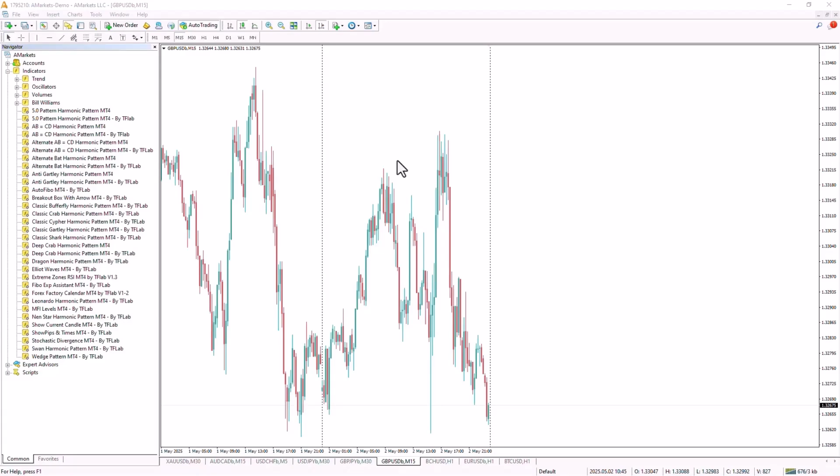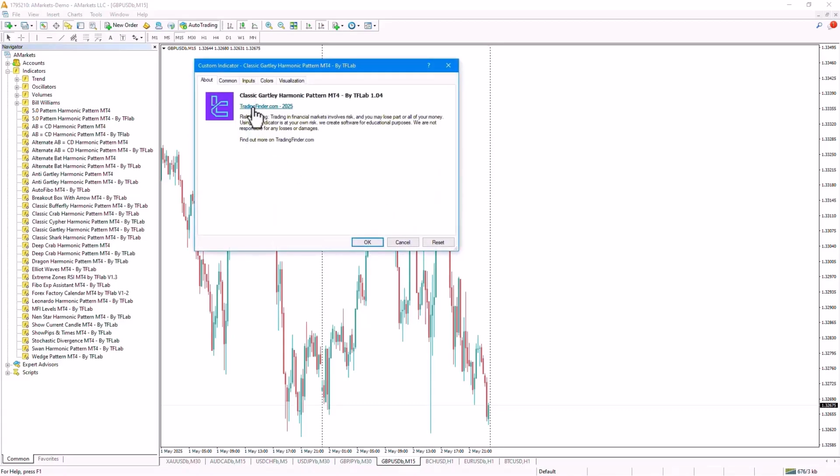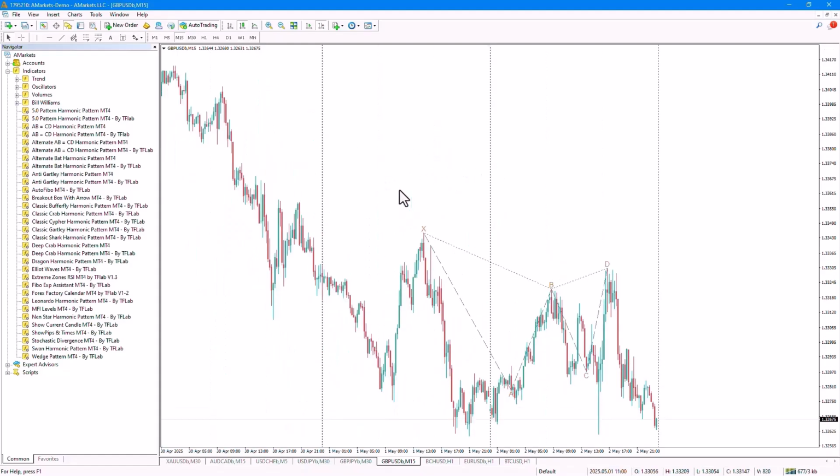Additionally, traders can read this page to understand how the indicator works and functions. We select the indicator file from the Navigator section and execute the indicator by dragging the file onto the chart.